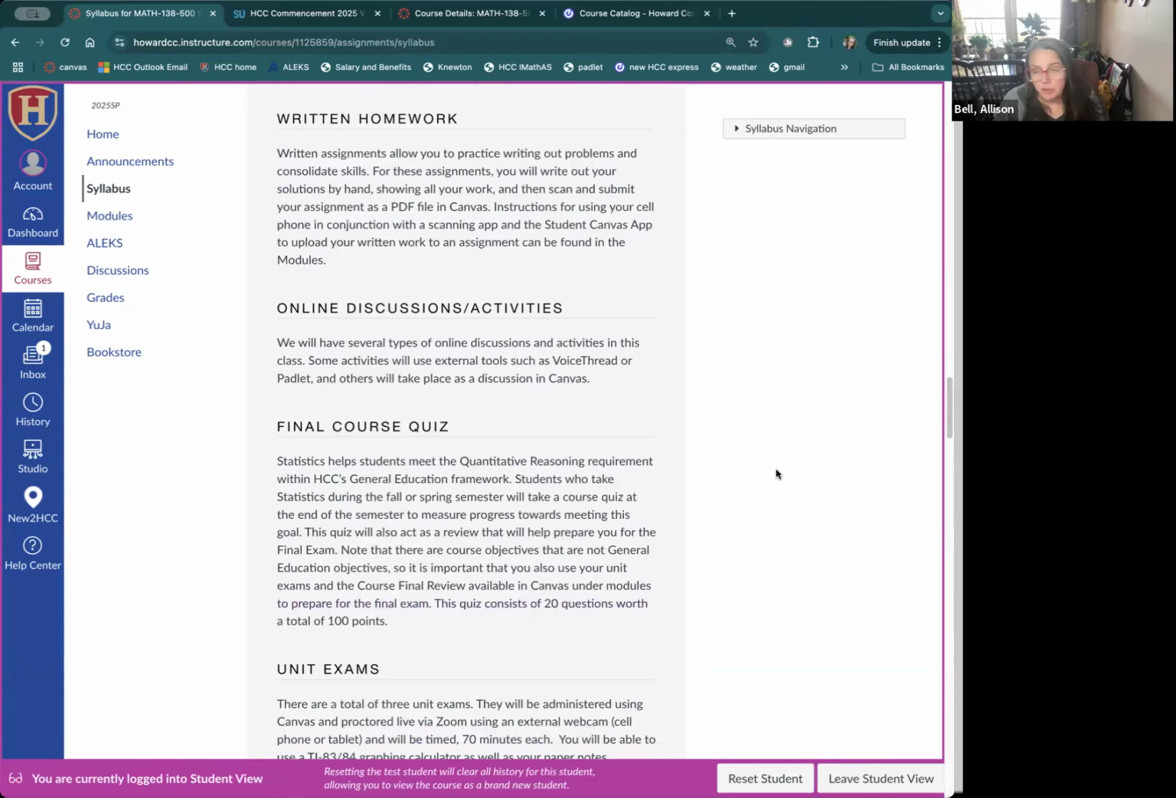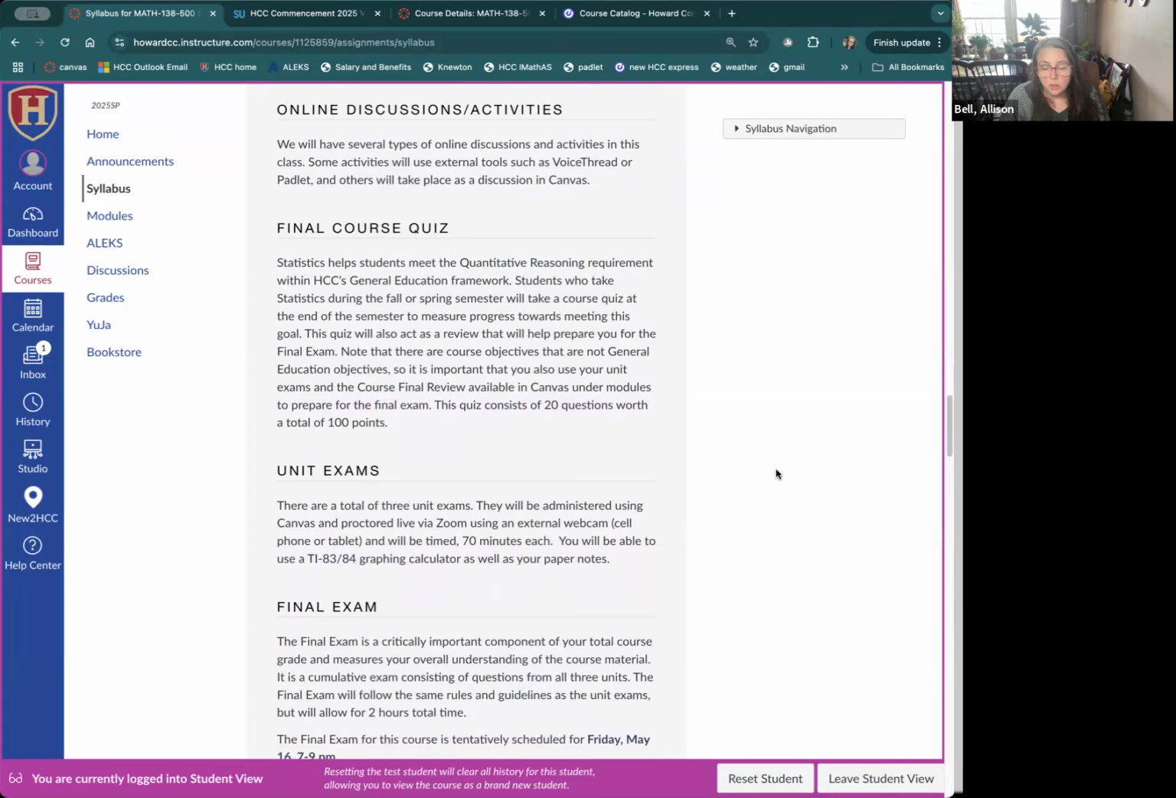We also have written homework. I accept our written homework via Canvas, and I encourage you to scan in the homework. But I really like for you to turn it in early so that I can provide you feedback and you can use my feedback to learn from your mistakes, make adjustments, and resubmit that homework for a higher grade. Yes, you can resubmit your homework for a higher grade.